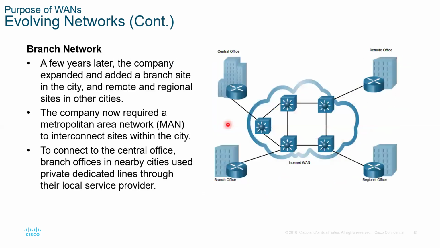Campus network, then from there we have the branch network. Instead of having one campus, we have multiple campuses, multiple branches. They all need to be connected. How are we going to do that?